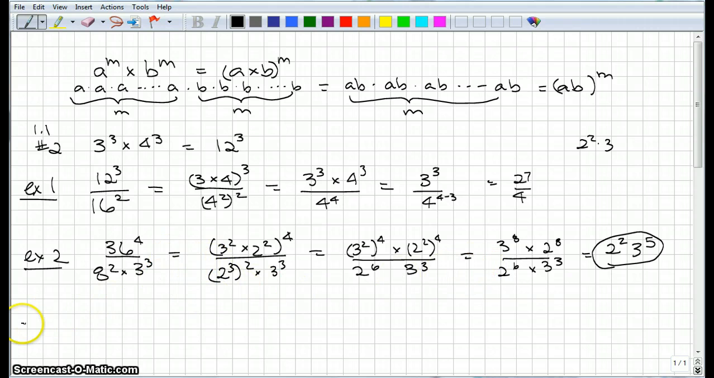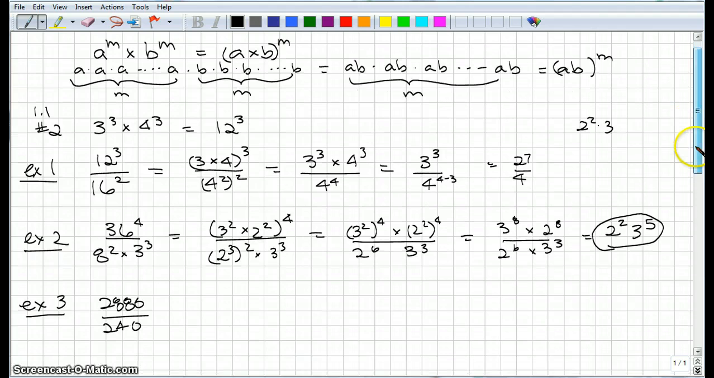Another example I want to do: you can take any math problem involving division and simplify it using prime factors. So if I have something like 2880 over 240, now, you could divide that, but I want to make my arithmetic simpler.